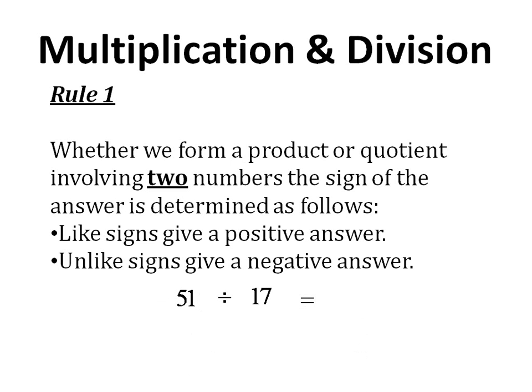Now 51 to be divided by 17. No sign at all. Both numbers are positive. Like signs will give a positive answer. Therefore, our answer is a positive 3.